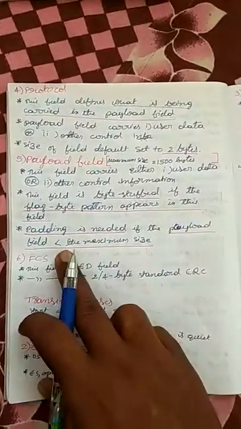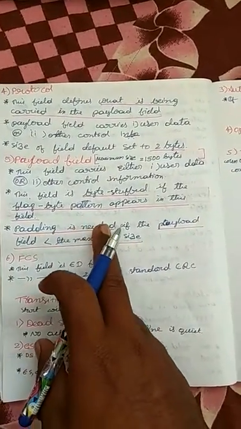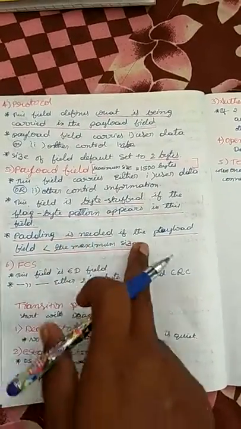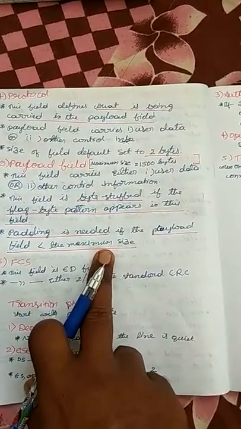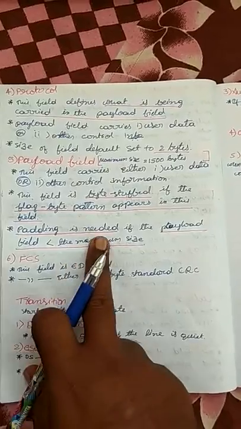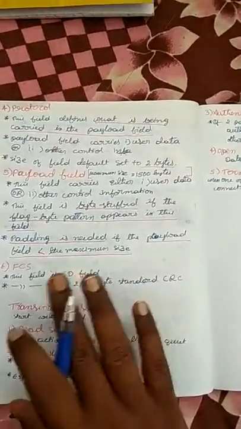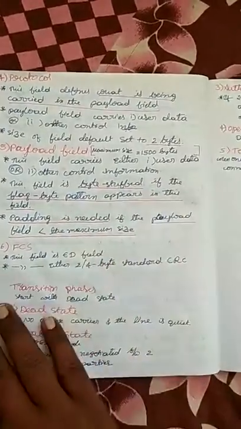Okay, next, padding is needed if the payload field is less than maximum size. If this is not at the maximum size, we have to use the padding. What is meant by padding? I explained in previous videos, please refer to it.